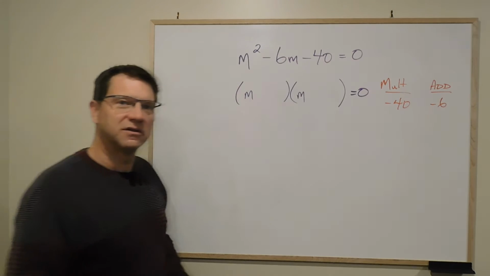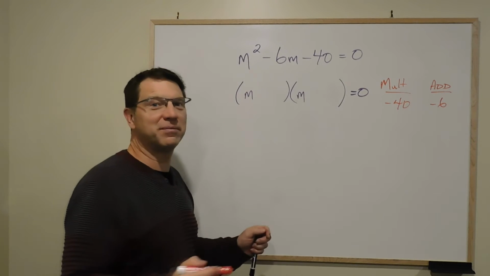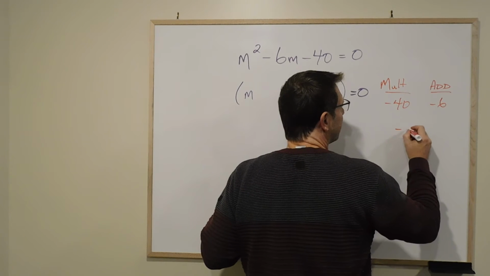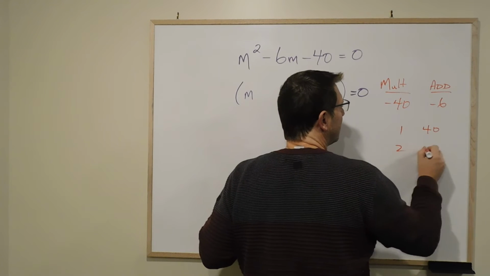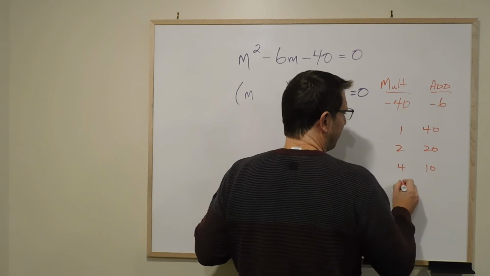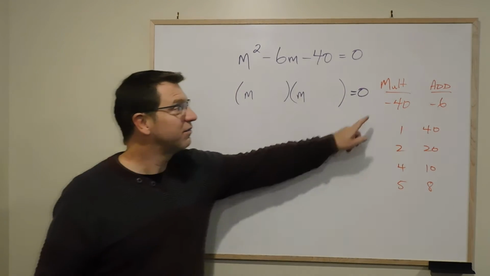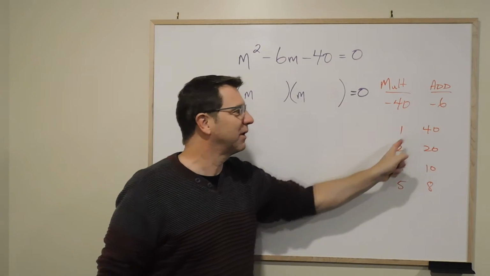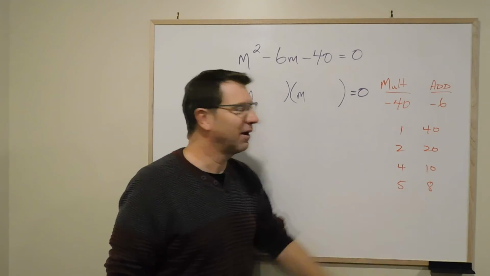All right, so how do we figure that one out? Well, the easiest way to do it, and I know you've done these before, so we'll do it quickly: 1 and 40, 2 and 20, 4 and 10, 5 and 8. Okay? So those are your factors of 40. Remember, they have to multiply to negative 40, so one of these would have to be a negative. Right? One of them would have to be a negative.